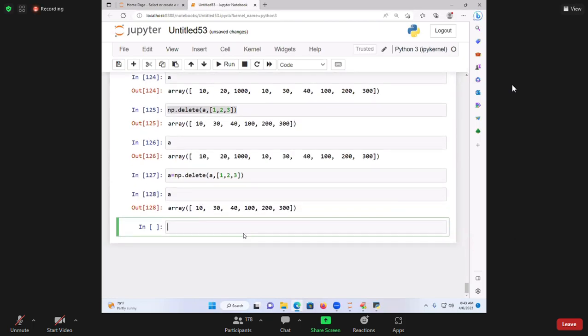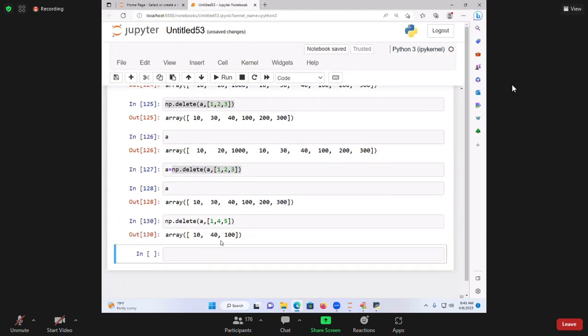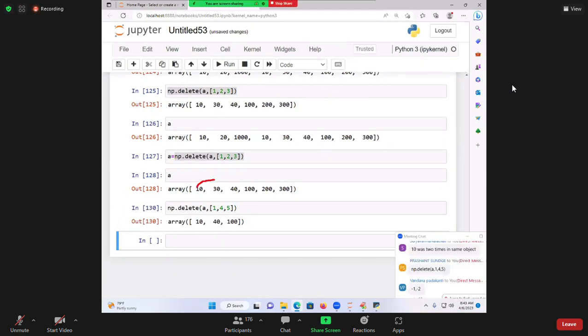Now I want to remove 30, 200 and 300. How do you remove? Come on. A dot, A equals np.delete of what I want to remove. Come on, students. 1, 200 and 300. Come on. 4, 5. Bracket. So you got this is 40 and then 100. This is removed or not?